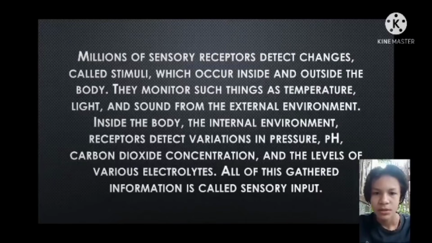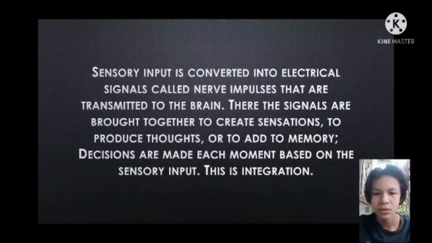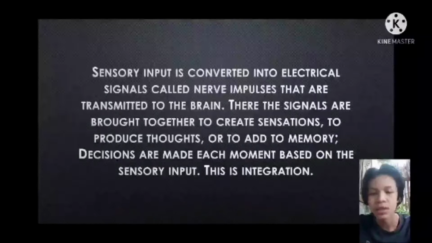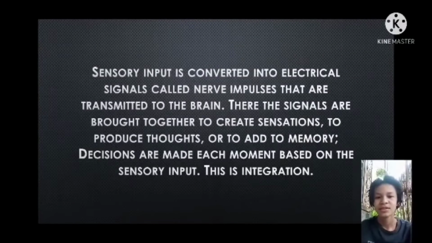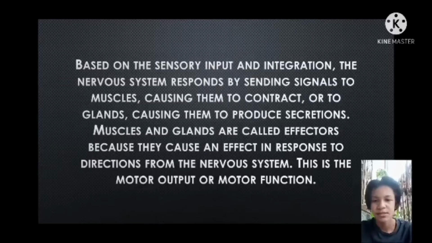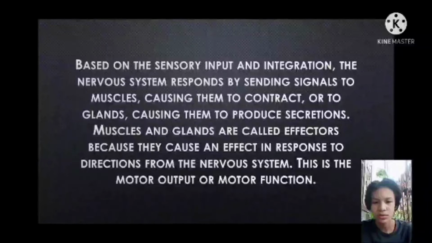Sensory input is converted into electrical signals called nerve impulses that are transmitted to the brain. There the signals are brought together to create sensations, to produce thoughts, or to add memory. Decisions are made each moment based on the sensory input. This is integration. Based on the sensory input and integration, the nervous system responds by sending signals to muscles, causing them to contract, or glands, causing them to produce secretions. Muscles and glands are called effectors because they cause an effect in response to directions from the nervous system. This is the motor output or motor function.